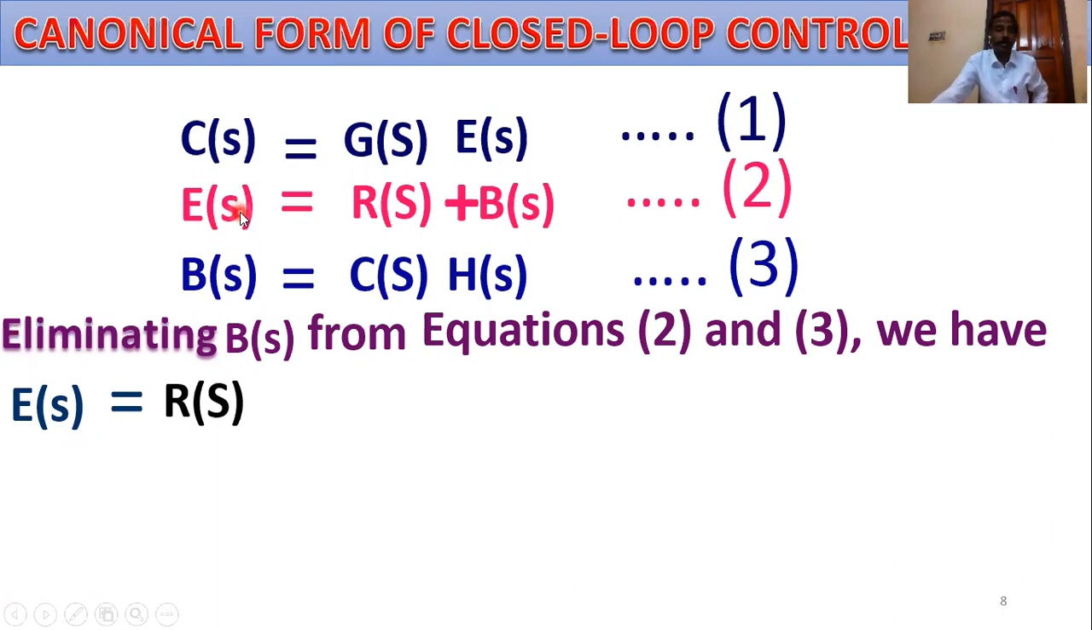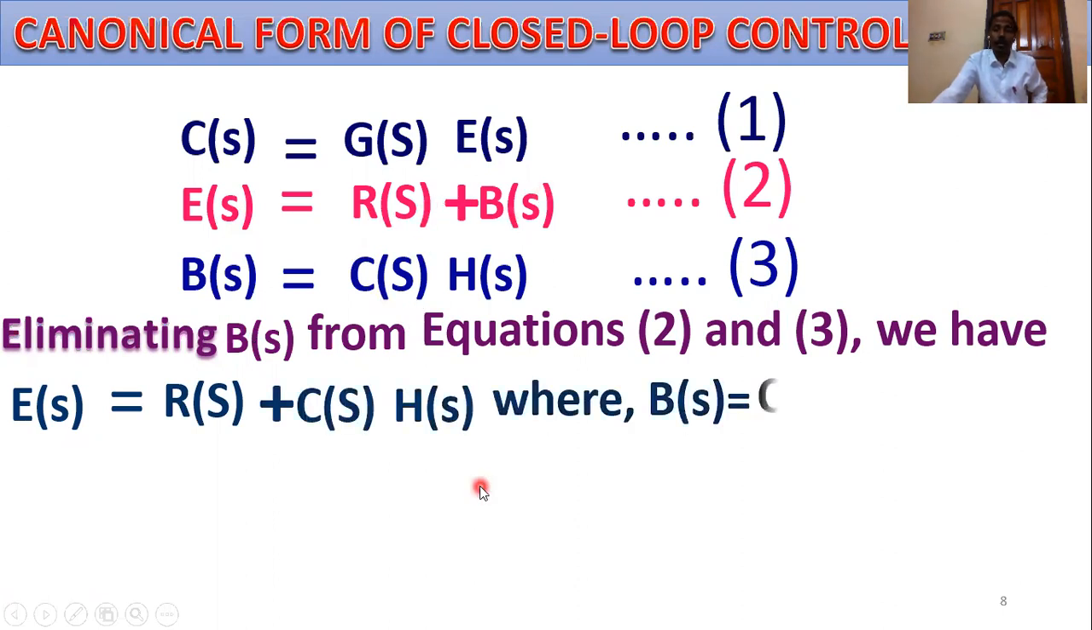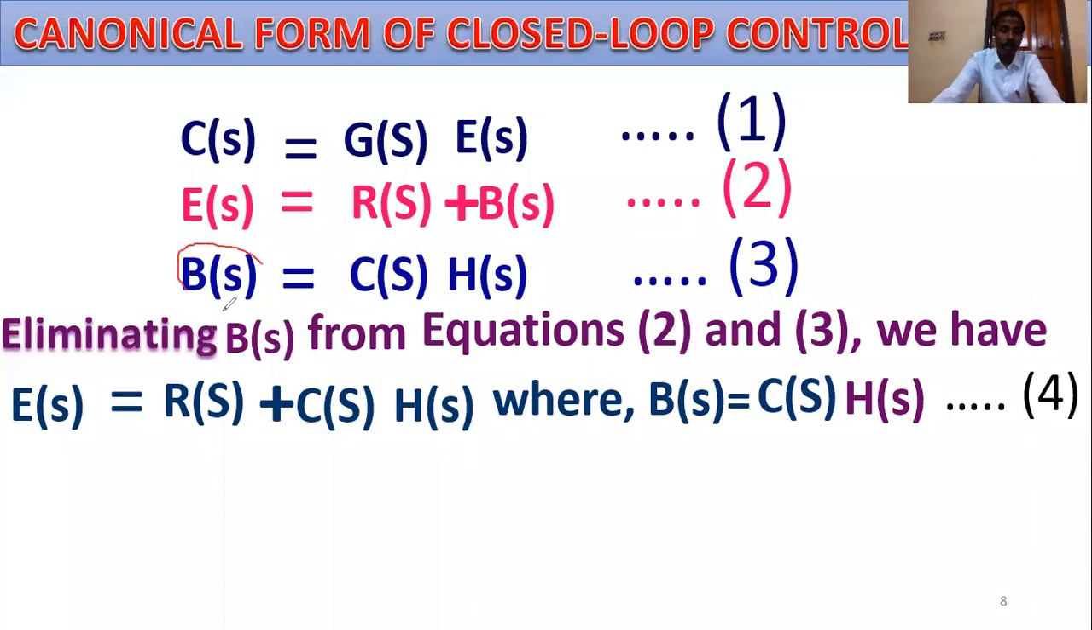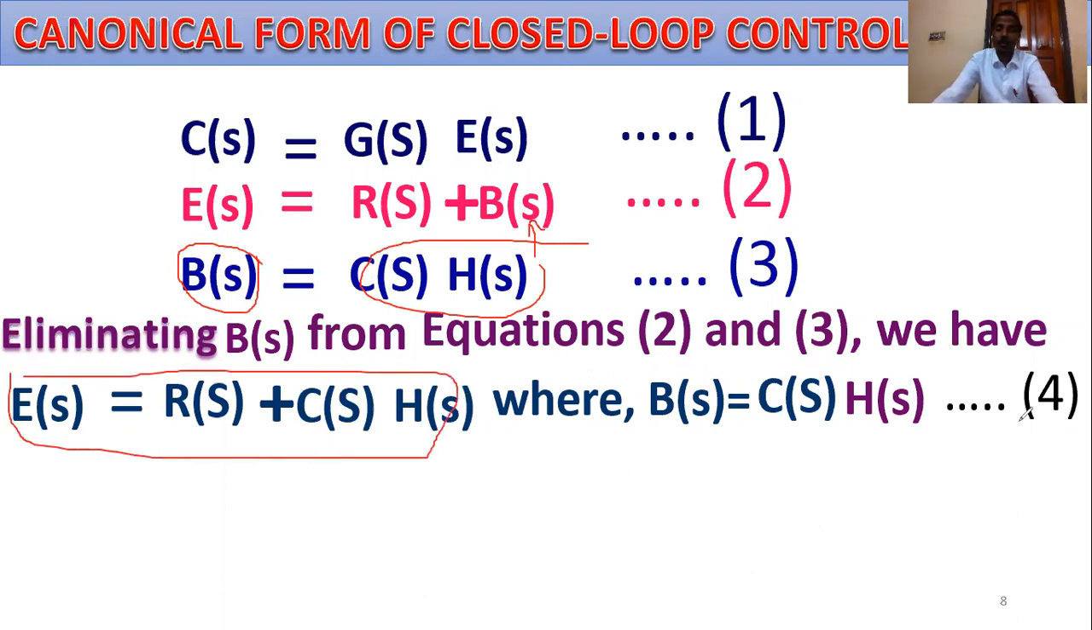This is equation number 2. Left hand side E(s) equals R(s), the reference input, plus B(s), and B(s) equals C(s) into H(s). Put here just C(s) into H(s). This is equation number 4. This is a very important equation.